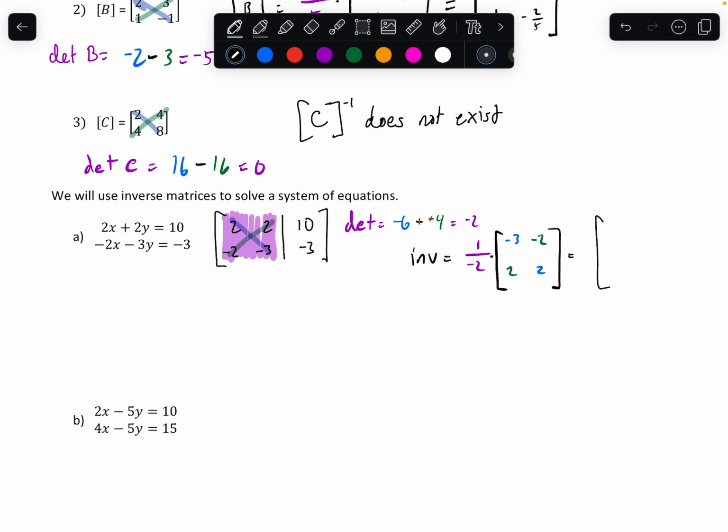So negative 3 times 1 negative 1/2 is positive 3 halves. Negative 2 times negative 1 had to be positive 2 halves. We have negative 2 halves and negative 2 halves. All right, so we found the inverse. I'm going to go now use it. So I'm just going to bring that over here to this left side.